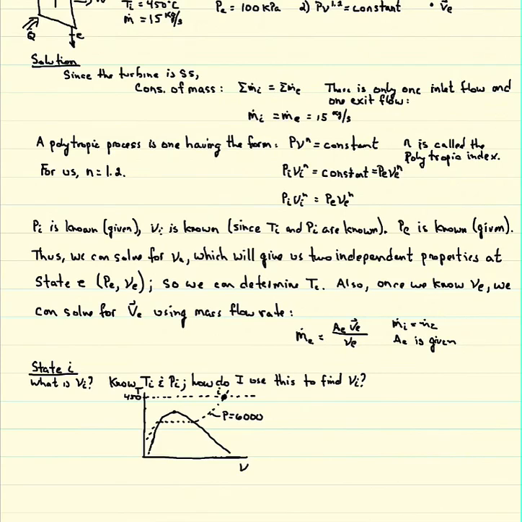And so I'm certainly in the superheated vapor region, so state I is the superheated vapor. Which then means that I'm going to look in table A6 for my data.